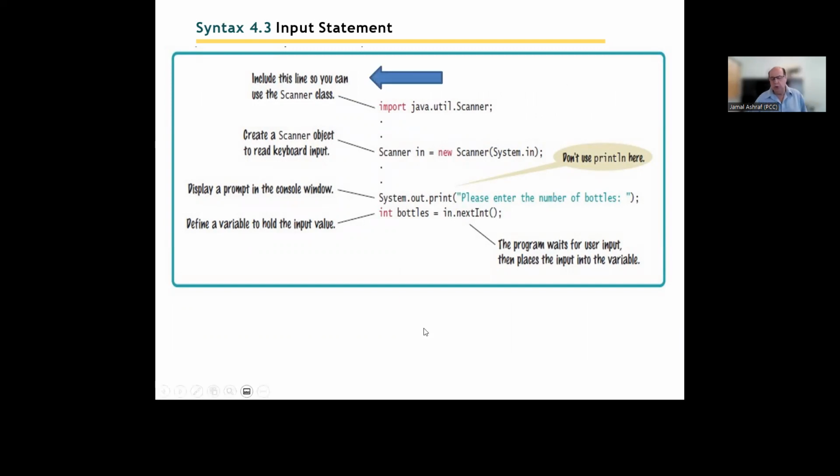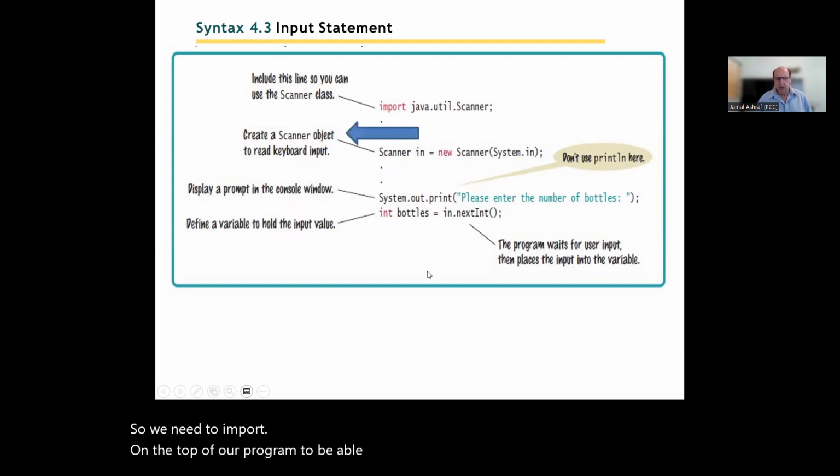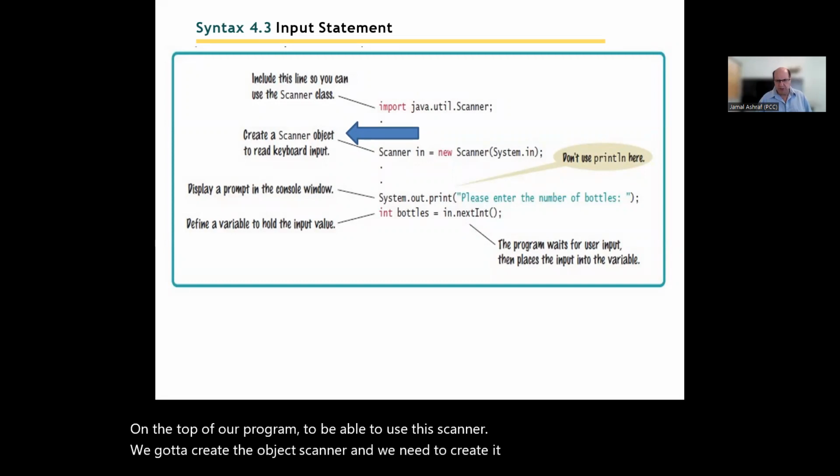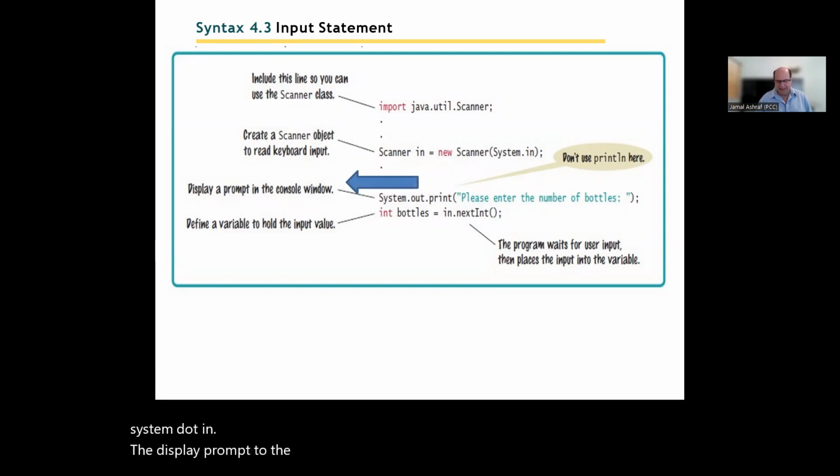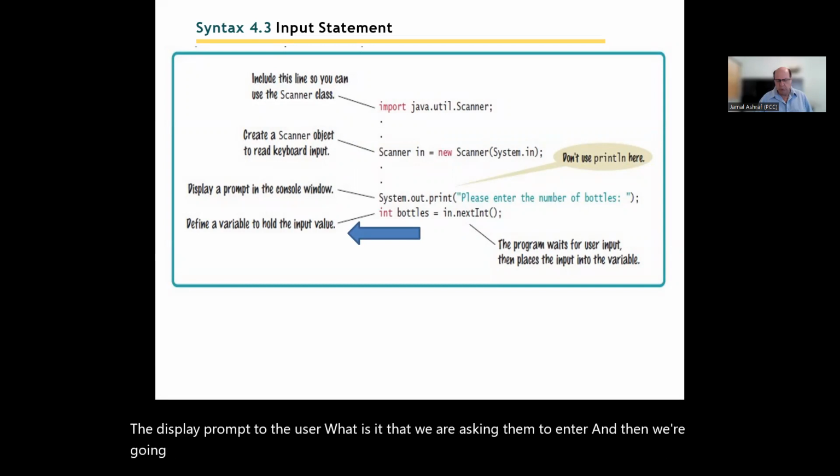So we need to import on the top of our program to be able to use the scanner. We're going to create the object scanner, and we need to create it with the keyboard, which is System.in. We display a prompt to the user. What is it that we are asking them to enter? And then we're going to define a variable to hold whatever the user is entering.